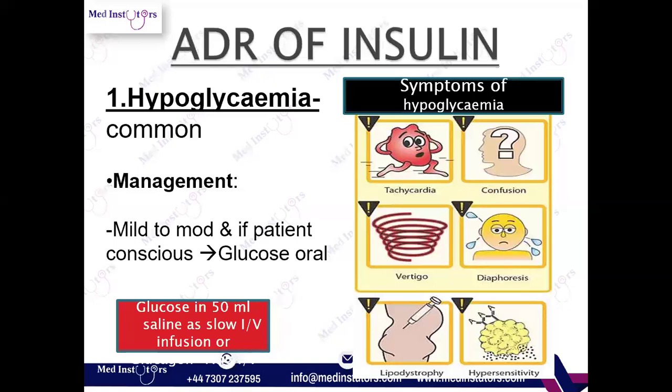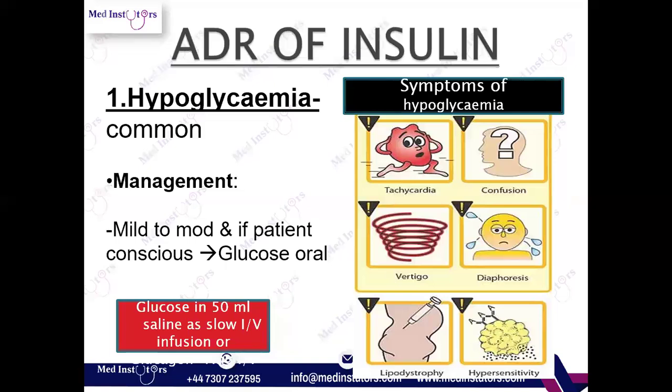So that's the end of the insulins. Now let us see the adverse drug reactions of insulin. The most dreaded one is hypoglycemia, isn't it? The patient may have tachycardia, confusion, vertigo, sweating or diaphoresis, hypersensitivity, and lipodystrophy in the long run.